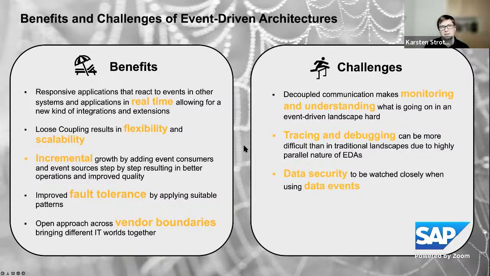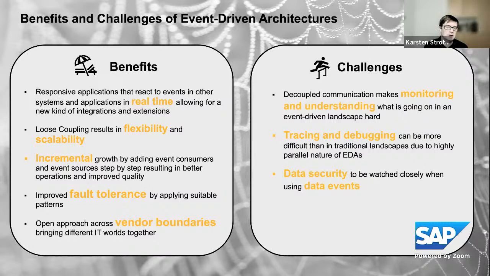Let's step back. Benefits and challenges of event-driven architectures. The main thing, and this is the first thing people see in respect to the benefits, is real time. You get informed of a change in the backend system immediately, whether it is another backend system that's consuming, or BTP consuming, or even a backend of another vendor consuming. In real time, you get those updates. So it allows for new kinds of integrations there.